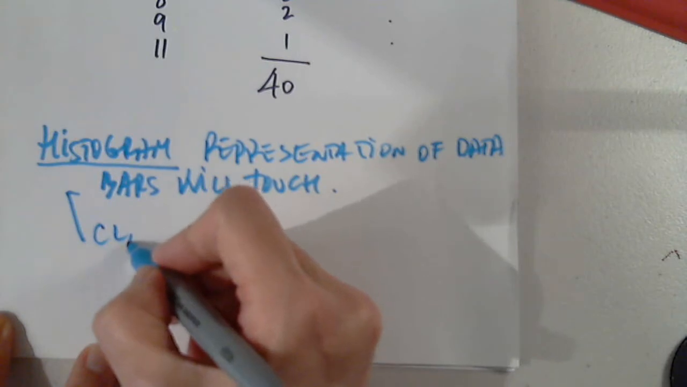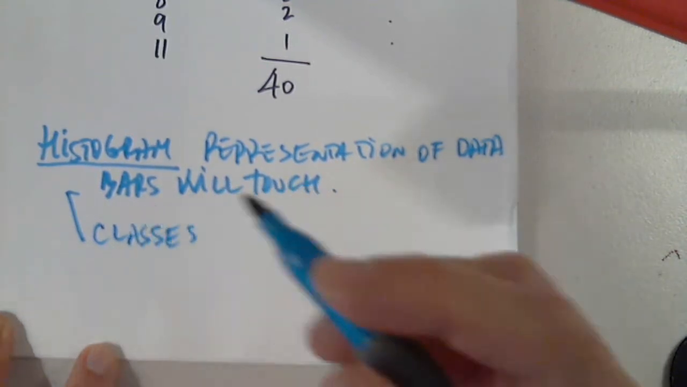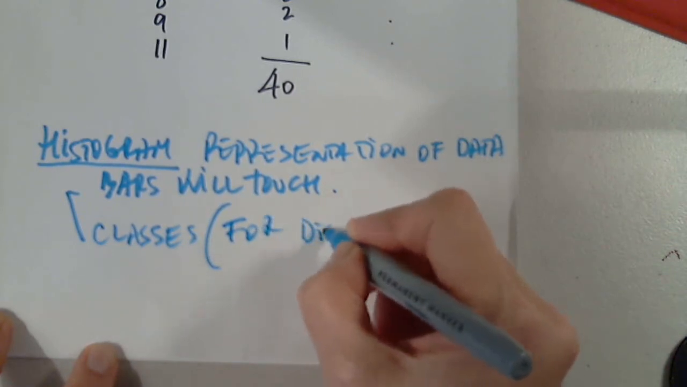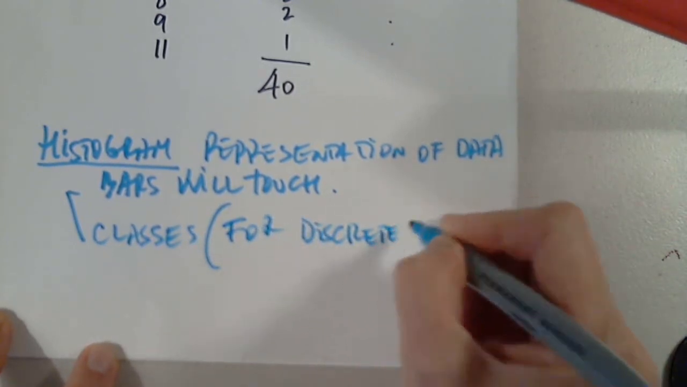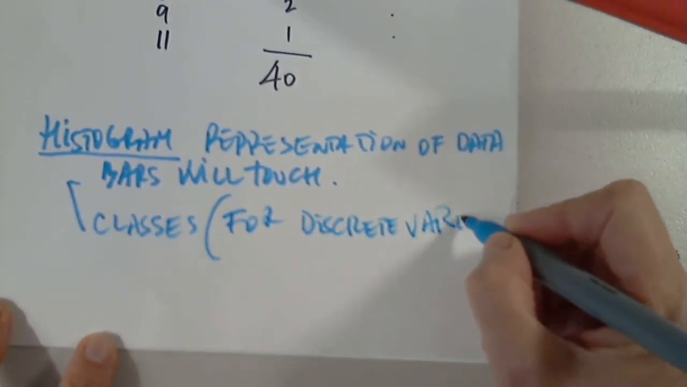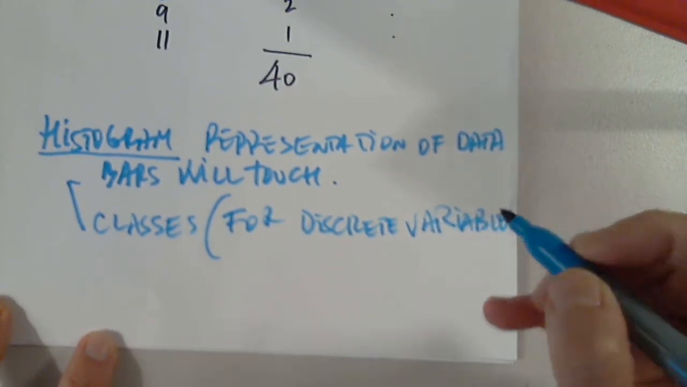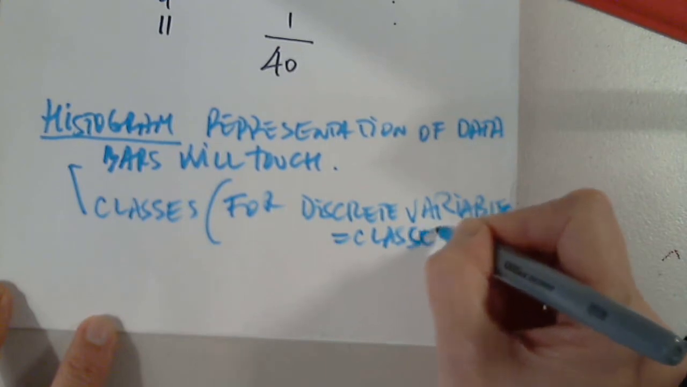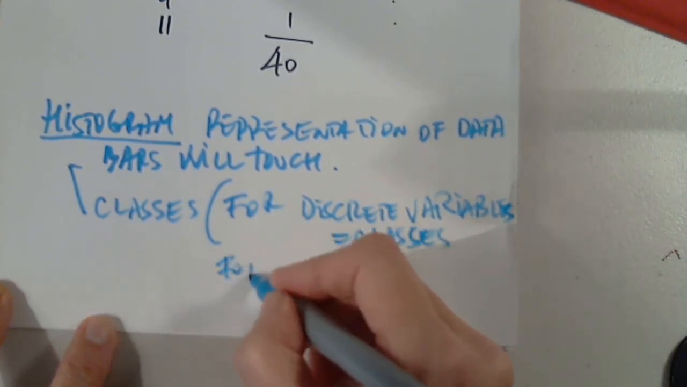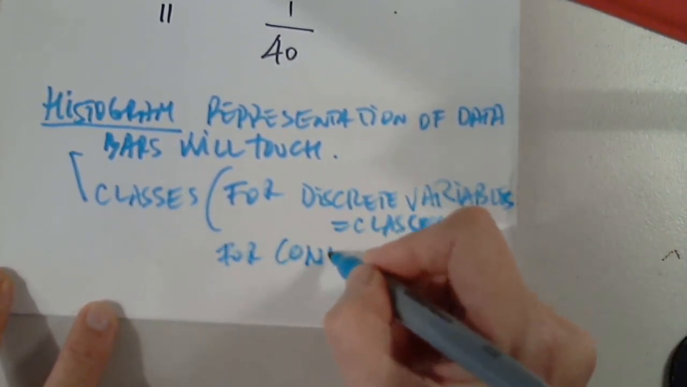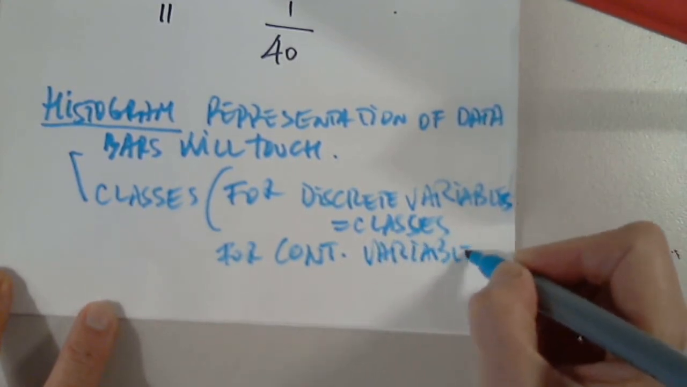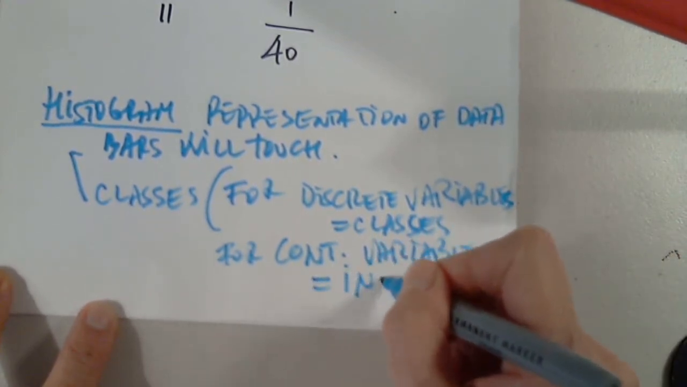We will be using classes for discrete variables. They are called classes. For continuous variables, they are called intervals.